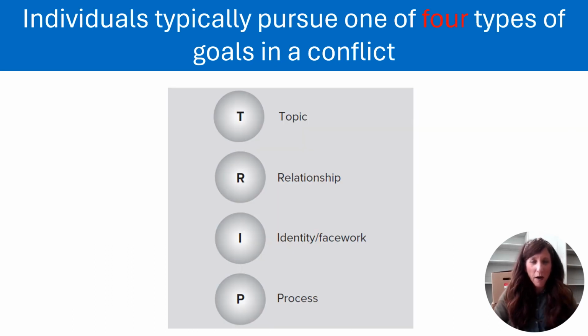So you can see here I've borrowed the visual right from your textbook, and it points out that in a conflict, individuals typically pursue 4 different types of goals. We have TRIP as our acronym to help us remember these goals. So the goals, of course, are topic, relationship, identity, and process. This is really just a preview slide to help identify those goals, but I have a couple of additional slides for each one of the goals to look at them more in depth. So let's go ahead and jump into that.